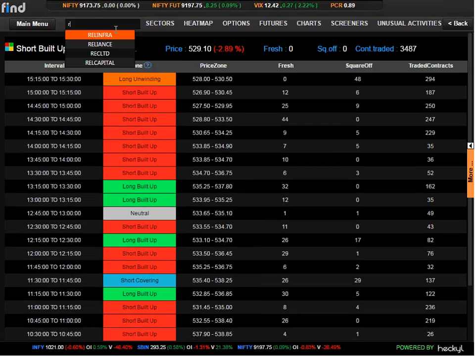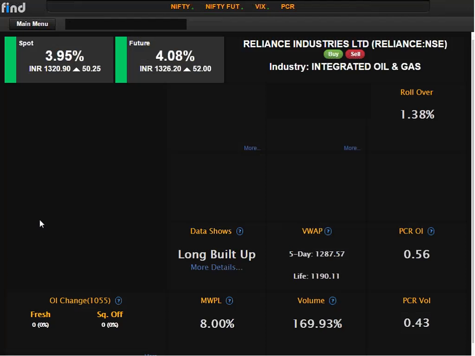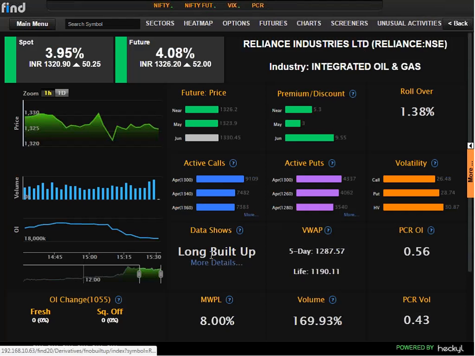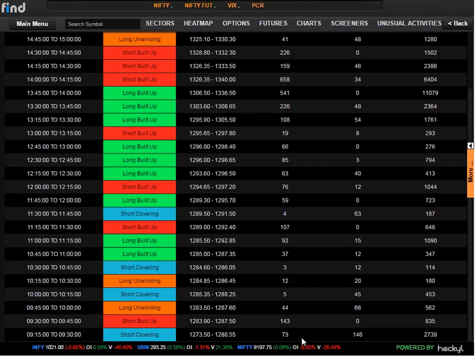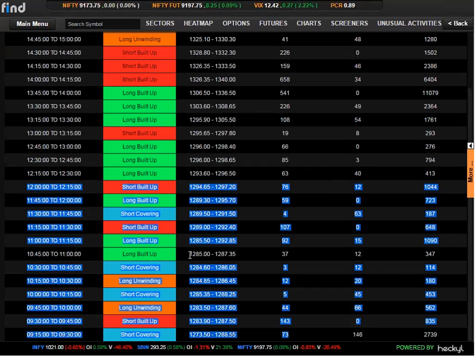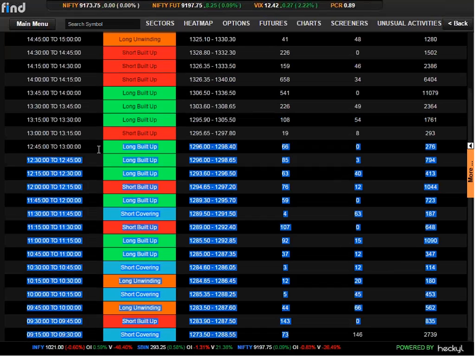I got feedback from some of the clients who have been using this tool. They traded Reliance Industries in yesterday's session. There was a lot of short covering happening in the initial part of the trade, and if you had taken a trade at around 1 o'clock, after the short covering, a lot of long positions got added.